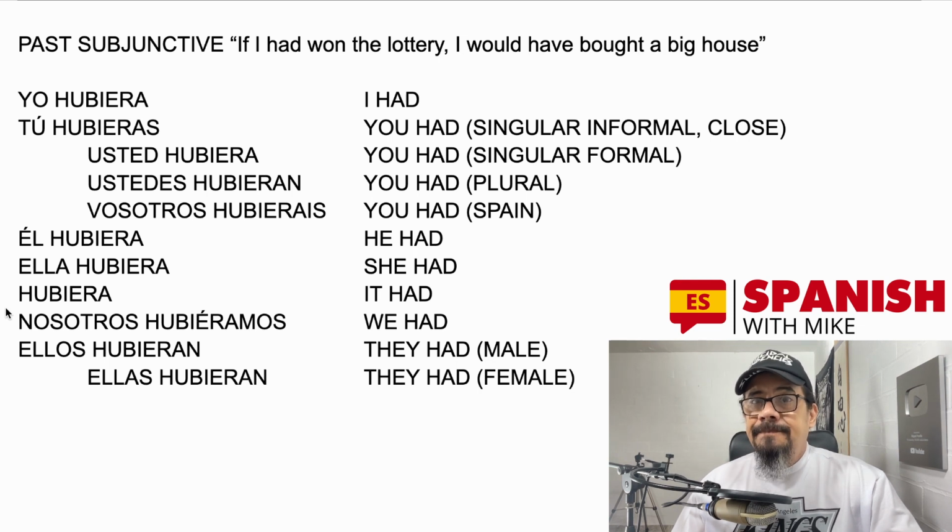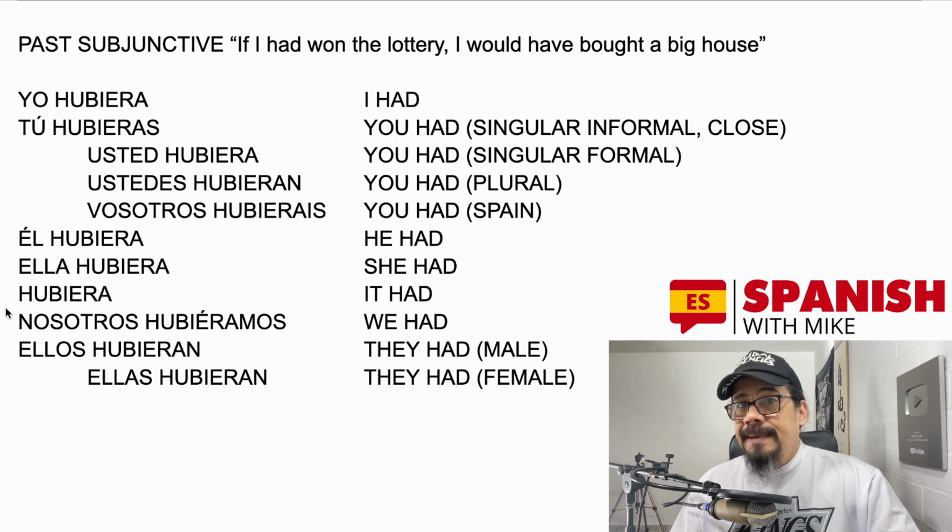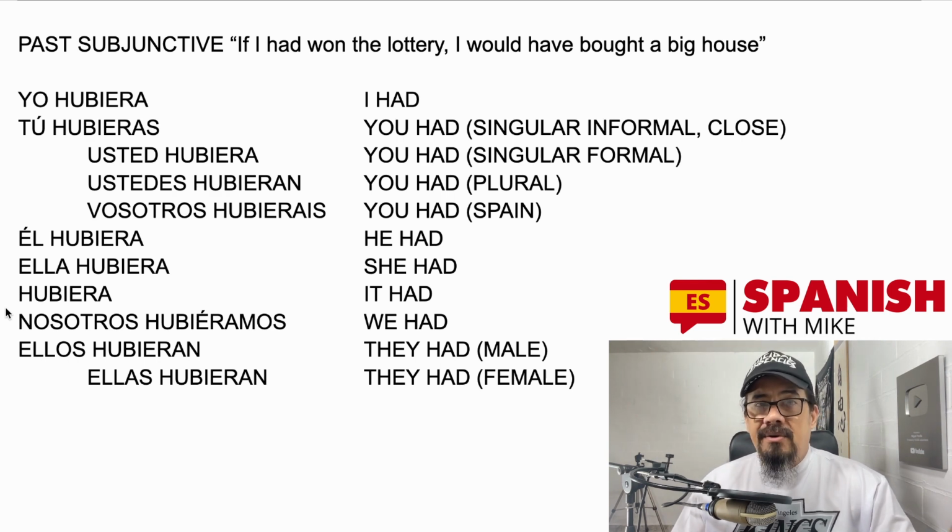Ustedes hubieran, plural. Vosotros hubierais, Spain. Él hubiera, he had. Ella hubiera, she had. Hubiera, it had. Nosotros hubiéramos, we had. Ellos hubieran, they had, male. Ellas hubieran, they had, female. And remember, all of these examples and conjugations are always followed by a verb in the past participle.